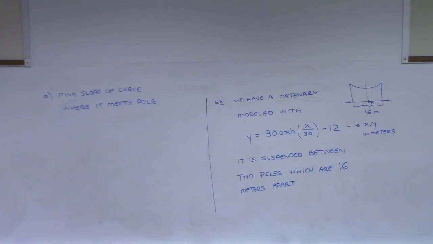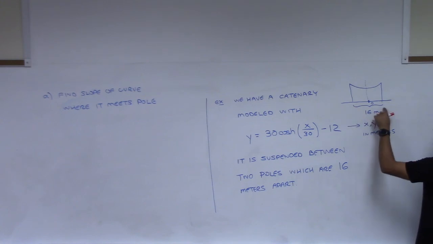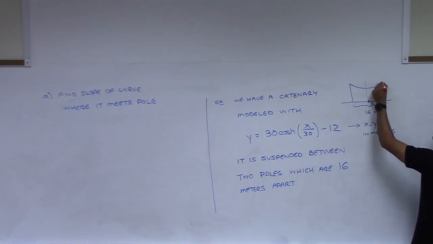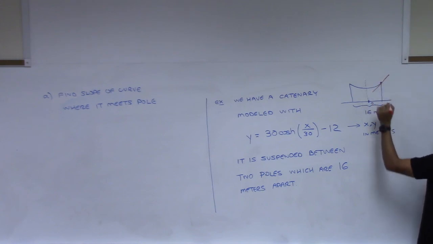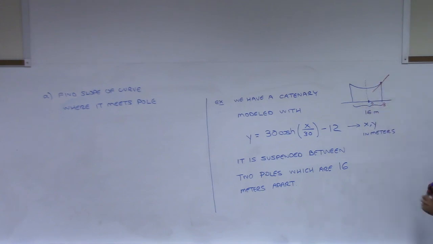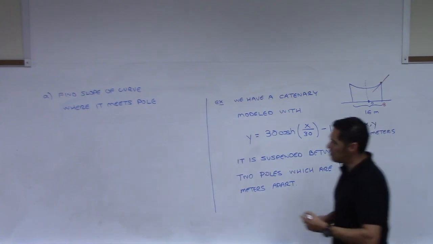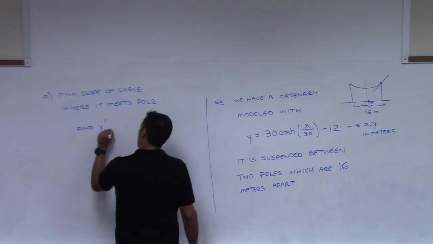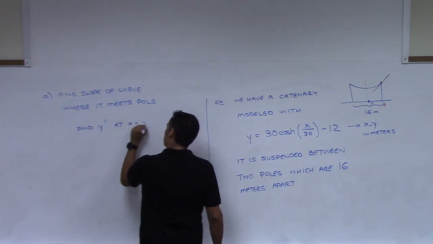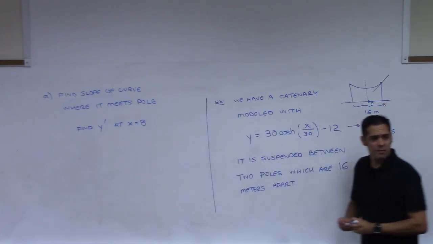So where does it meet the pole? There's two different places, right? Here or here. Let's go with this one, because it doesn't specify in the question. So we want to find the slope of that curve right there. And I heard someone say that's 8, isn't it? That x value is 8, because if you're 16 meters apart and it's hanging right through the center, then that should be 8. So isn't this really asking us to find y prime at x equals 8?